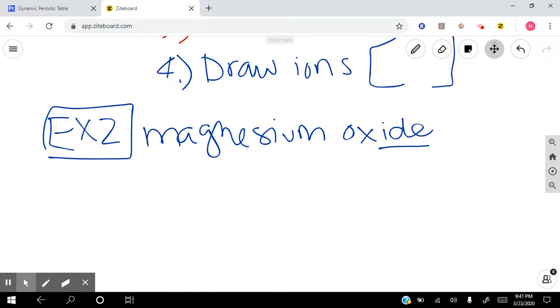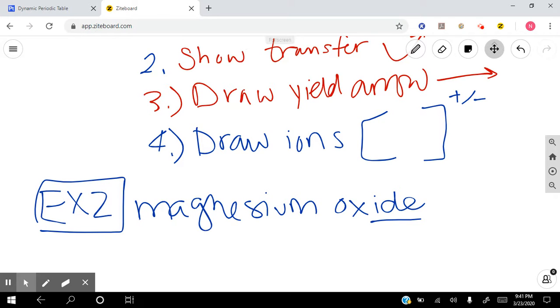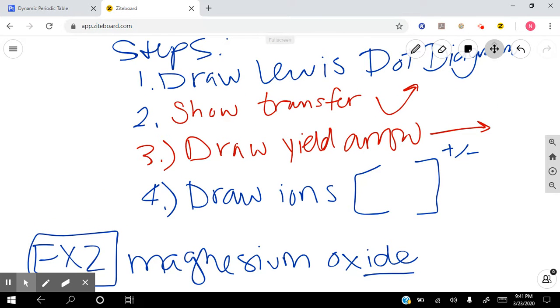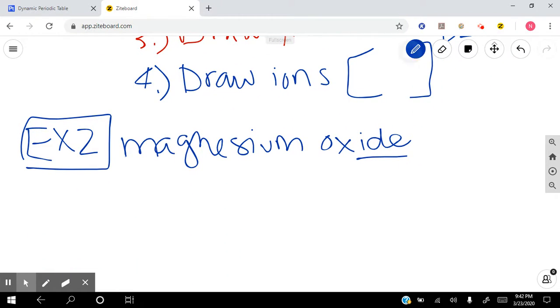All right. So let's go ahead and I'll pause to let you fill in some of these on your own. So step 1 is to draw the Lewis dot diagram. So take a moment, and for magnesium oxide, draw the Lewis dot diagram for magnesium, and draw the Lewis dot diagram for oxide. Okay, take a moment. Find them on your table. And draw the correct number of valence electrons.